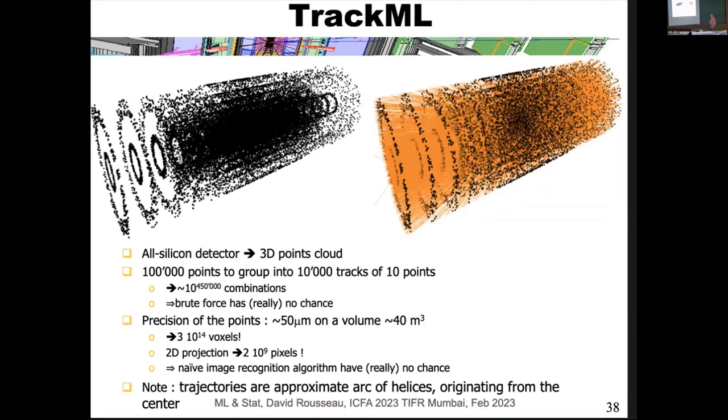at the end of this run period. And the black points are the measurements. Then you have to connect all the black points into tracks, which more or less come from the center. So the numbers are huge: 100,000 points to be grouped into 10,000 tracks of 10 points, about 10 layers of silicon for each track.